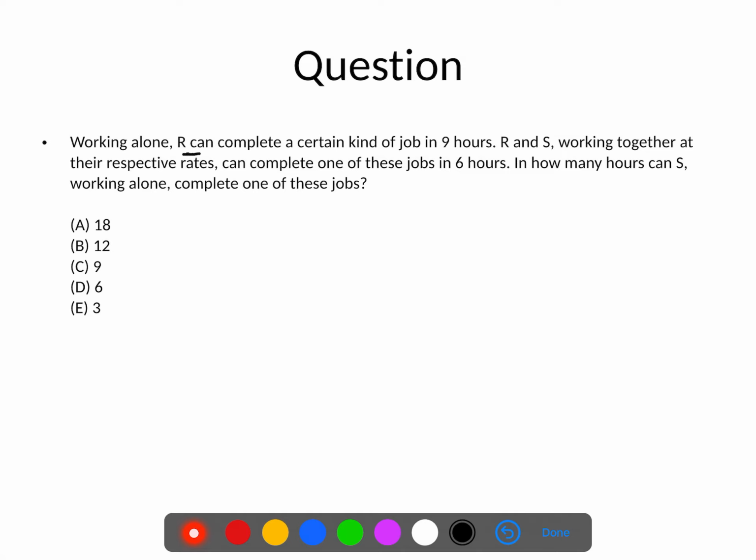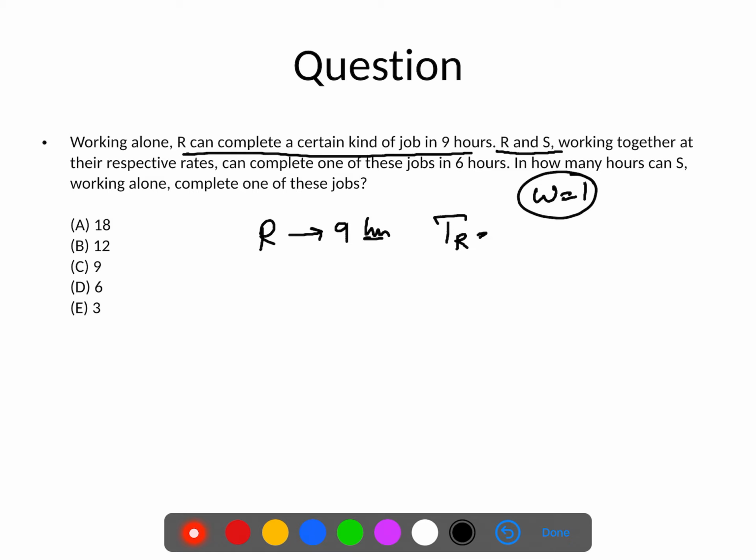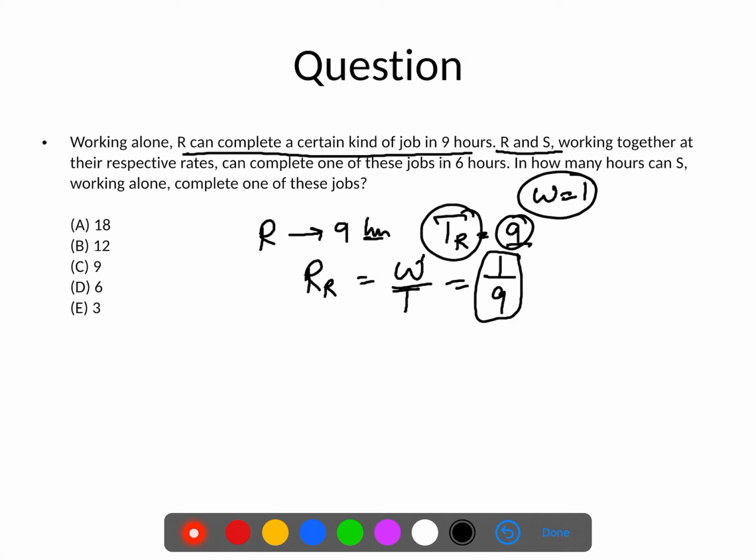Working alone, R can complete a certain kind of job in 9 hours. In this case we take work as 1. So R can complete the job in 9 hours, so time taken by R is equal to 9. What will be the rate of R? Rate is work upon time. Work is 1, time taken is 9 hours. So his rate is 1/9. Because work is taken as 1, 1 over T becomes the rate.